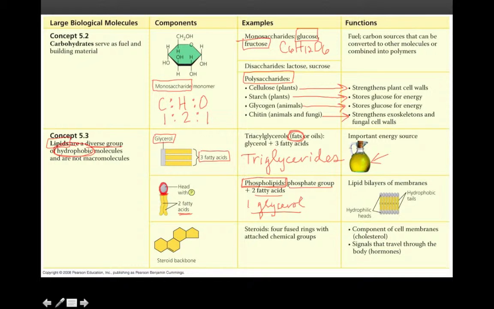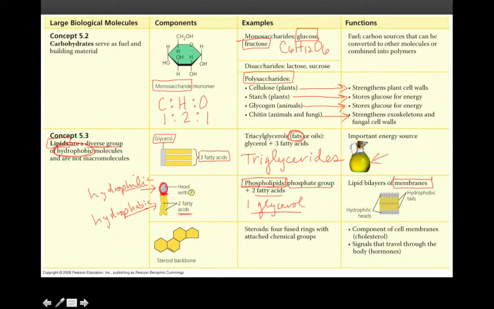Since this molecule has a charged head, it does have a region that is hydrophilic. But the fatty acids, which are nonpolar, are hydrophobic. So we call this type of molecule that's part hydrophilic and part hydrophobic amphiphilic. And that's really important when we look at membrane structure.